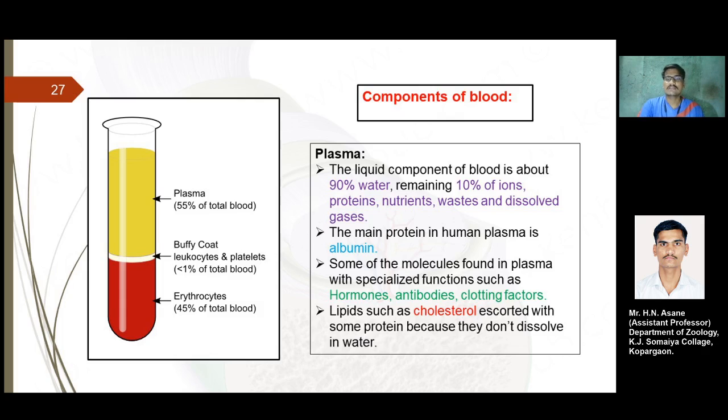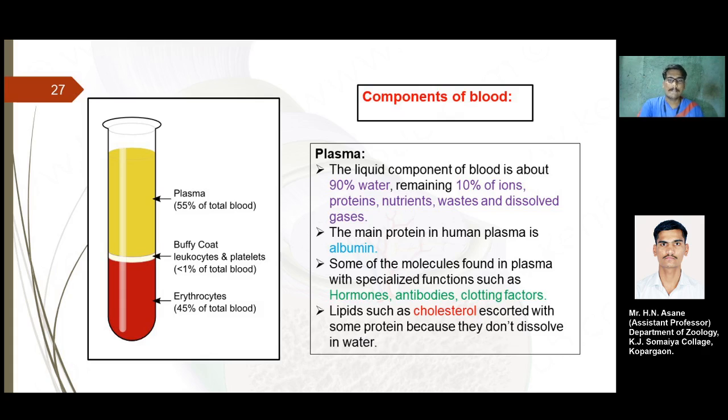The main protein in human plasma is albumin. Albumin is one specific type of protein which is present in the blood plasma. Some of the molecules found in the plasma with a specialized function are hormones, antibodies, and clotting factors.